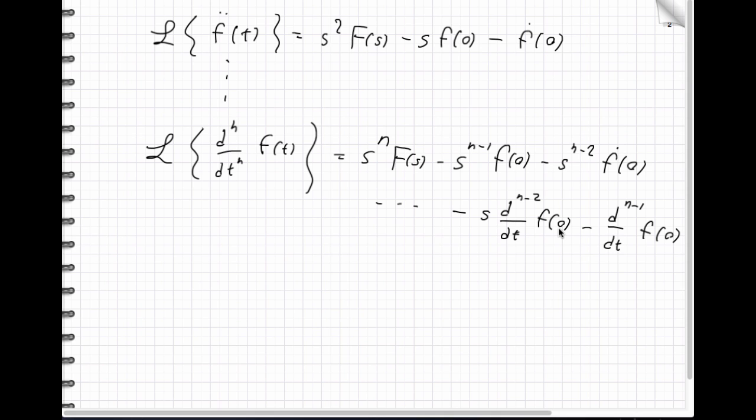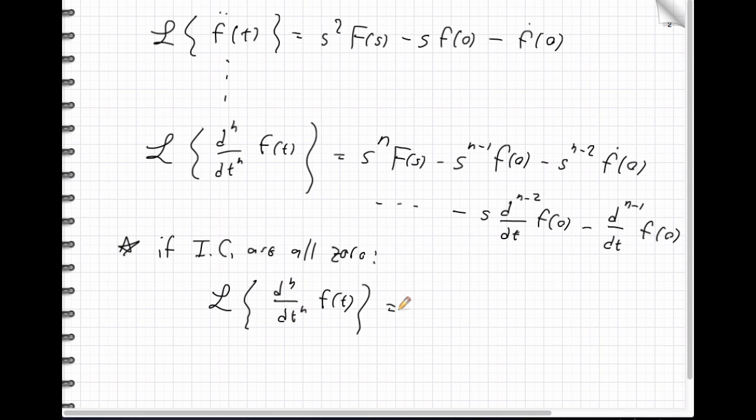An important takeaway is that if the initial conditions are all 0, then the Laplace of d^n dt^n of f of t is just equal to s to the n times F of s.